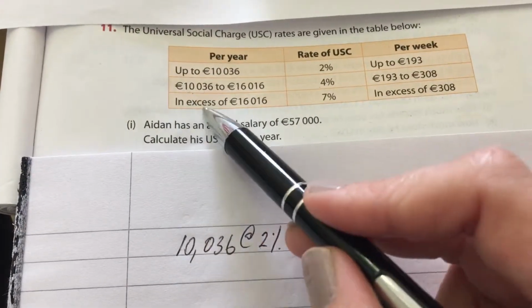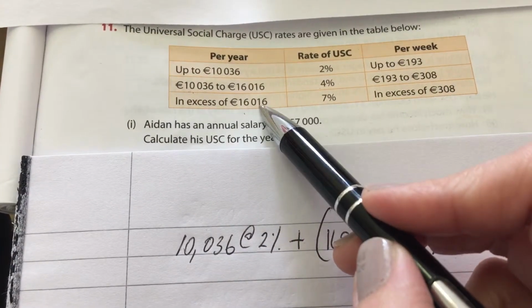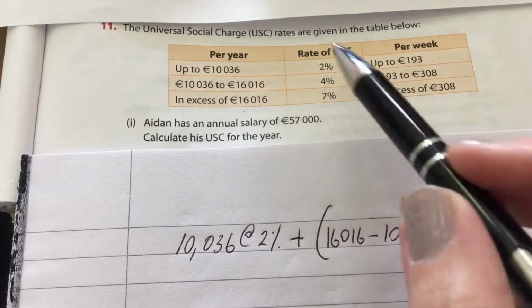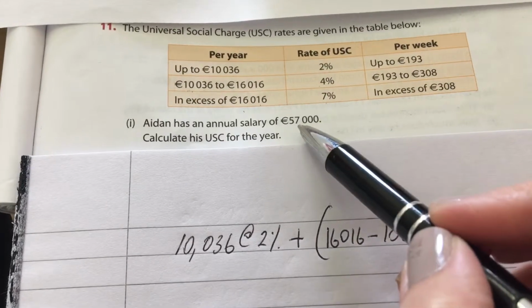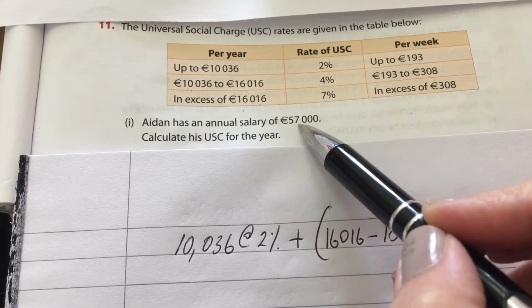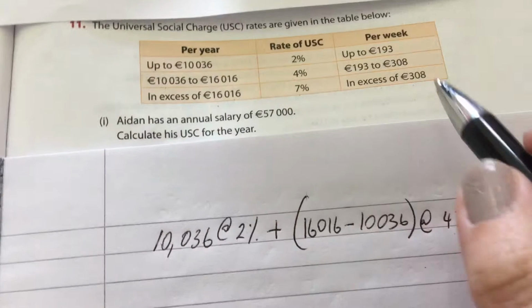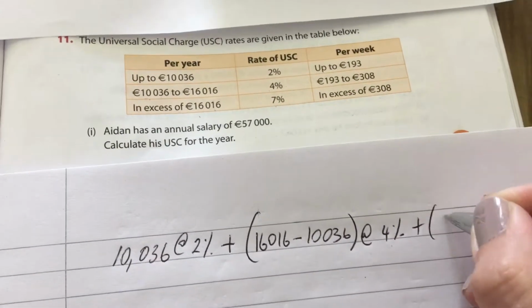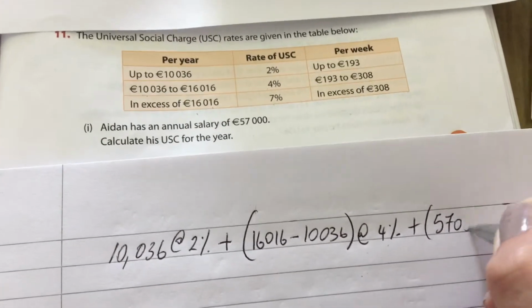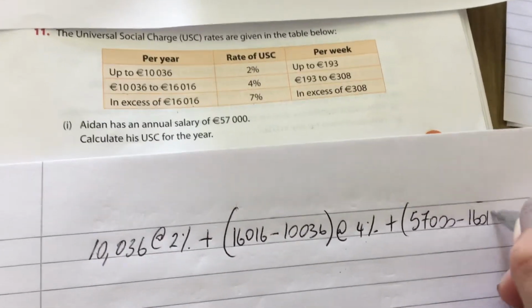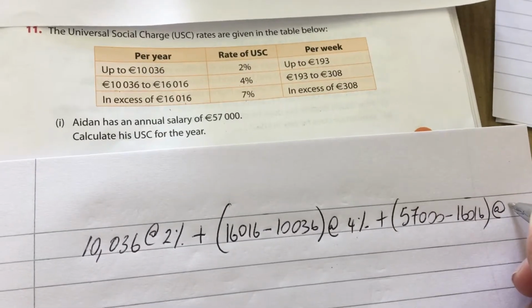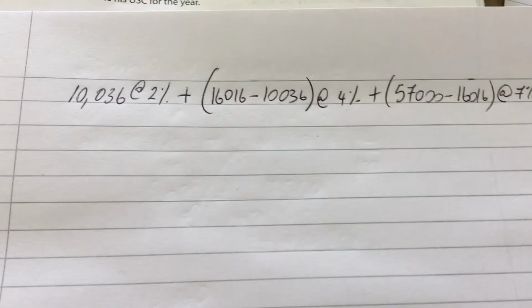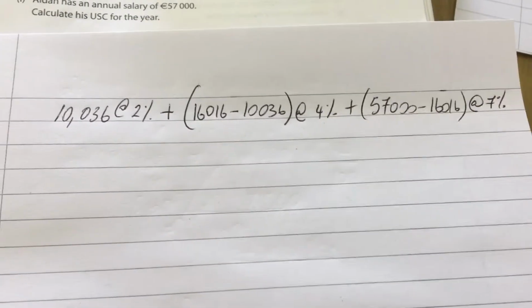Now, anything in excess of 16,016, in other words, anything he earns above 16,016, will be charged at 7%. Now, we've said already he does earn more than 16,016. How much more? Well, let me work that out. I'm going to subtract 57,000, take away 16,016, and that's all going to be charged at 7%. And this is the calculation that I'm going to now do.